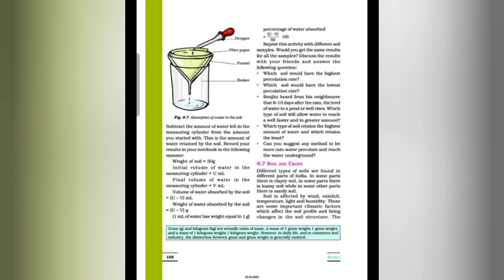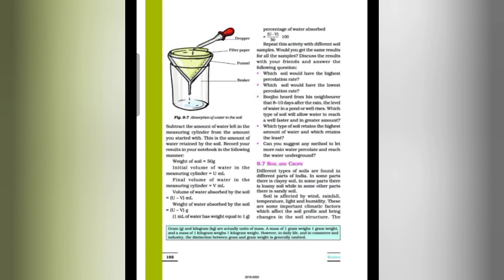Then put this soil in 3 different funnels and pour an equal amount of water. Suppose we are taking 50 ml. So pour an equal amount of water in each funnel with the help of a measuring cylinder. Then pour the water drop by drop on each type of soil, and do not let all the water fall at one spot. Then leave the apparatus for some time till active dripping of water from the funnel stops.